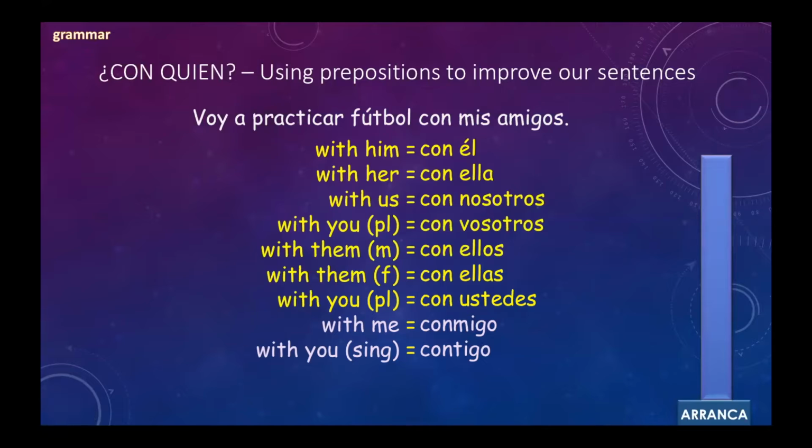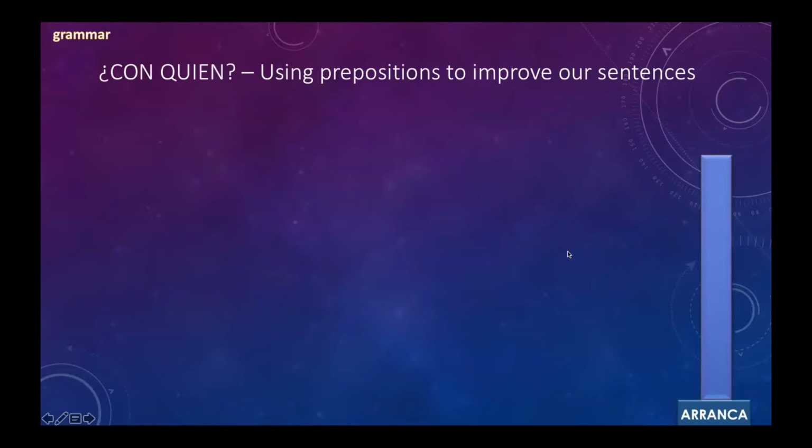So be very careful when you say with you and don't say con ti or con tú. It has to be contigo. It happens the same with other options like a él.